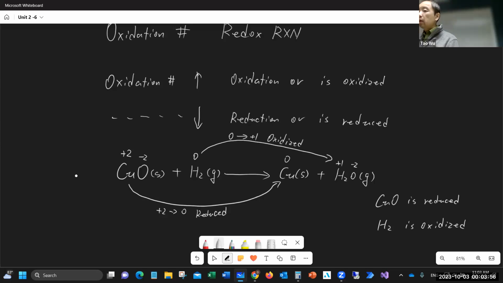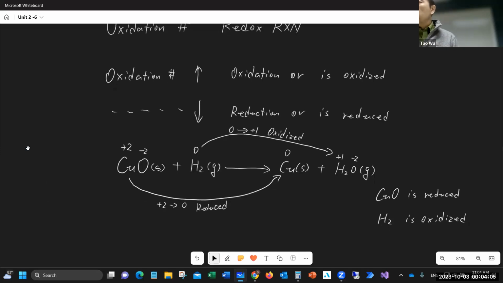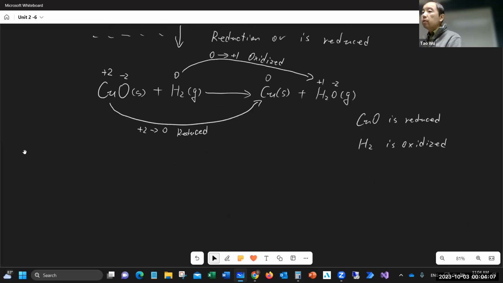And the reduction and oxidation is always coupled. Okay, something got reduced, something has to be oxidized. Those two are coupled together. So generally, this is what we talk about. So now we're going to just re-emphasize how to recognize those, how to find oxidation numbers.